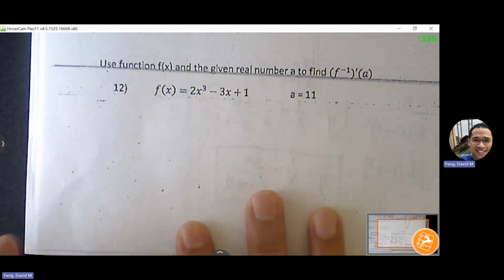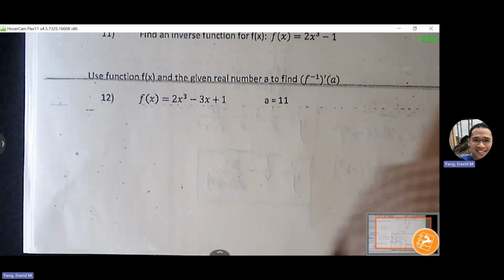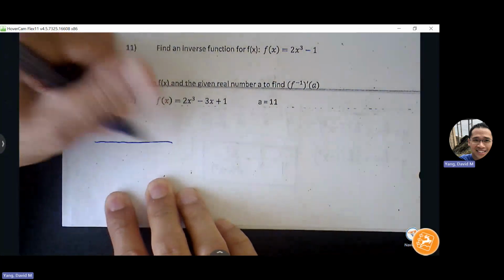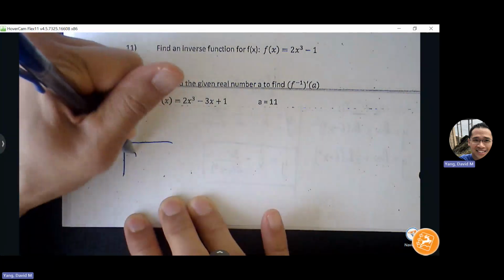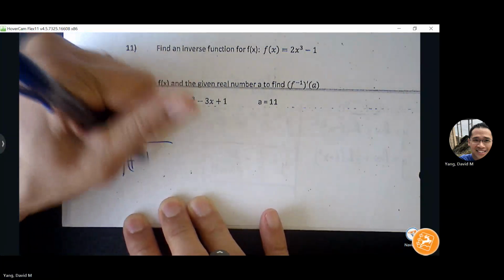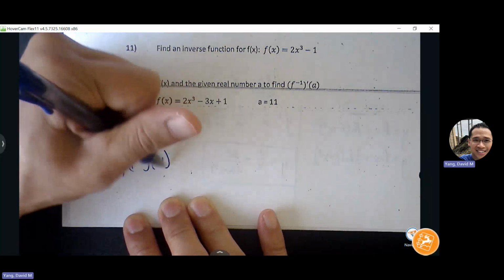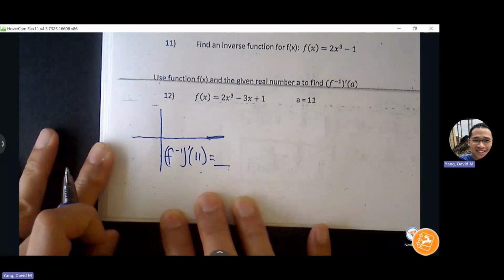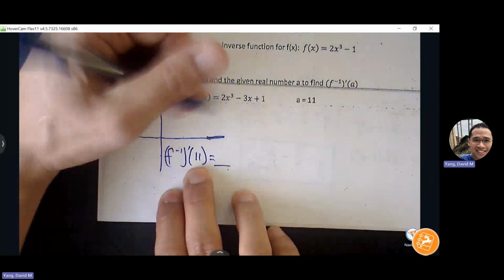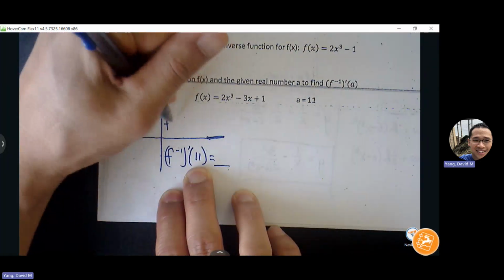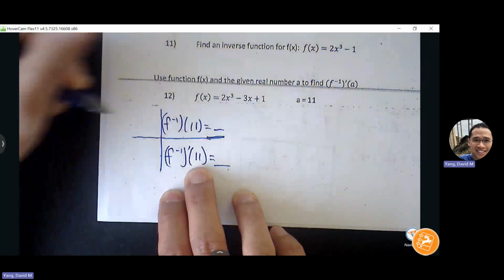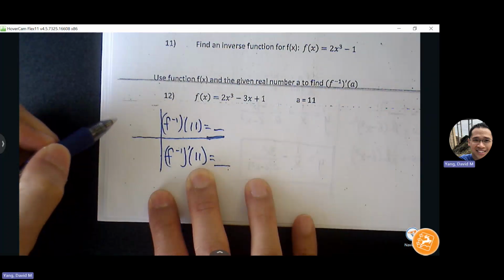So, number 12, we want to find the derivative of f inverse at a. The a is 11, so here's our goal: to figure out what is the derivative of f inverse at 11. But everything that we're going to be working with is on the function side. You know that 11 is the x value of your inverse function, which must mean that 11 is the what of the function, the y value.